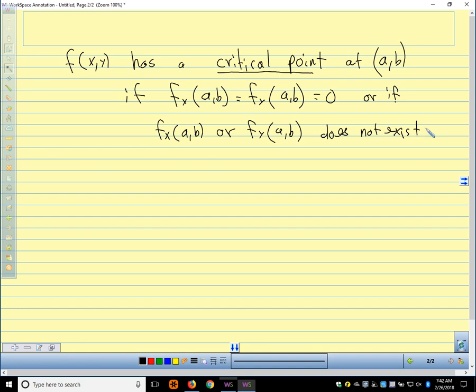And we can show, we're not going to do it, but we can show that relative extrema occur only at critical points.